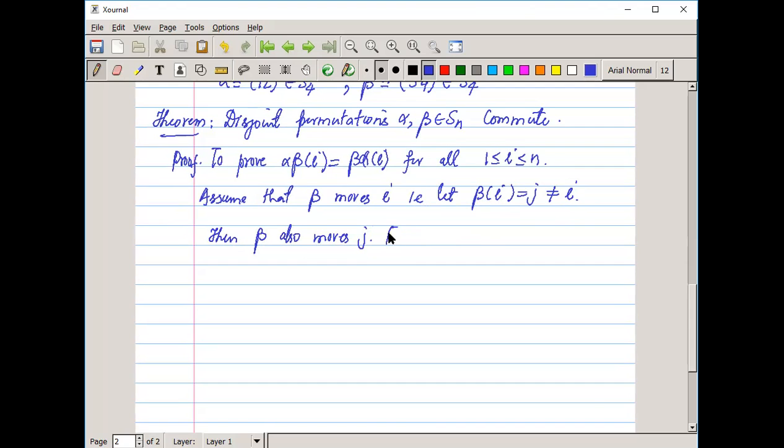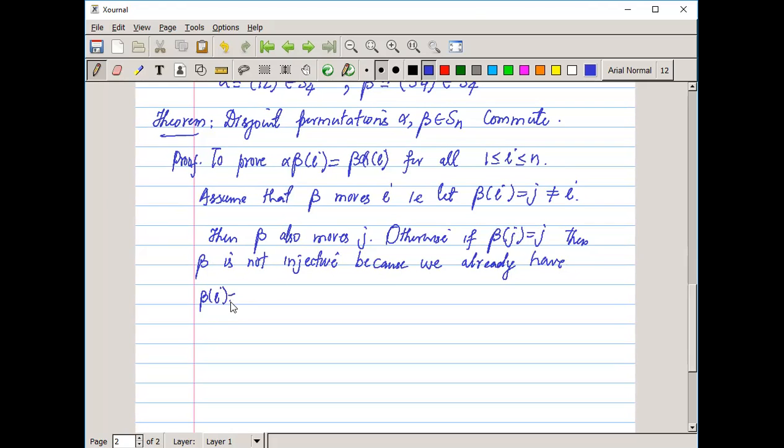For otherwise, what happens otherwise? If beta of j is equal to j, that means if beta does not move j, then beta is not injective. Why? Because we already have beta of i equal to j and j is not equal to i.